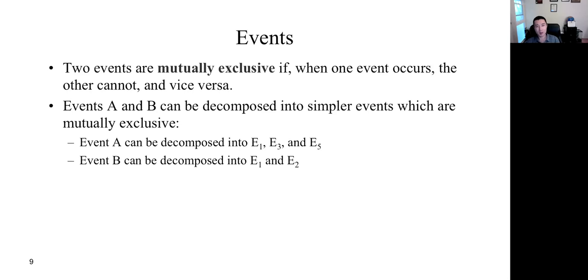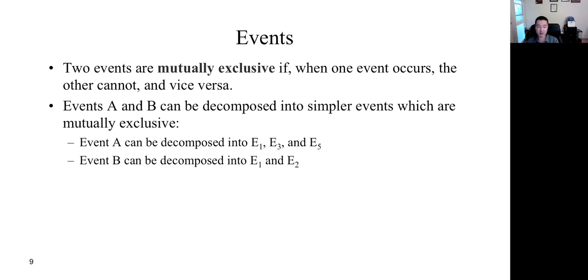Two events are called mutually exclusive if when one event occurs, the other one cannot occur, and vice versa. For example, if the event of an odd number occurs, then the event of an even number cannot occur. So that's an example of mutually exclusive events.